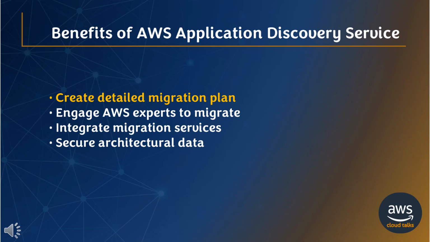Create detailed migration plan. AWS Application Discovery Service helps you gather configuration, performance, and transport control protocol TCP connection data for both servers and databases. As a result, you can create a detailed migration plan.